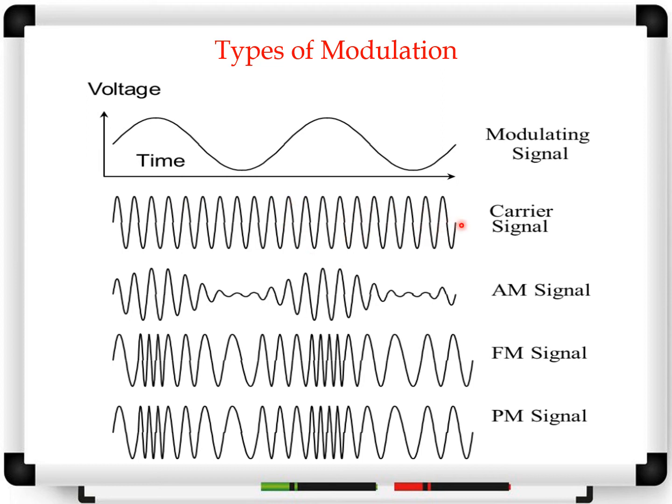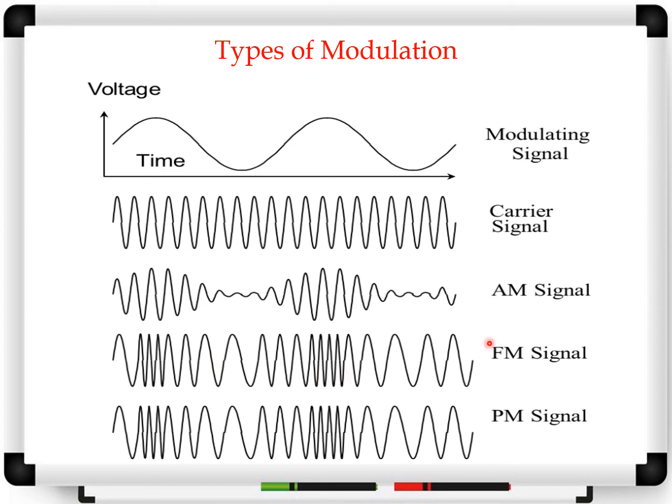Now what will happen in AM? In AM there will be change in the amplitude of this carrier signal in accordance with the instantaneous amplitude of this low frequency modulating signal. So wherever the amplitude of the modulating signal is low, the amplitude of the AM signal is low. With increase in the amplitude, the AM signal is increasing, again it is decreasing, increasing, decreasing. So that is why we are getting the envelope of AM. But if you carefully observe, in AM there is only change in the amplitude of the signal, there is no change in the frequency. The frequency of the AM signal is the same as that of the carrier signal.